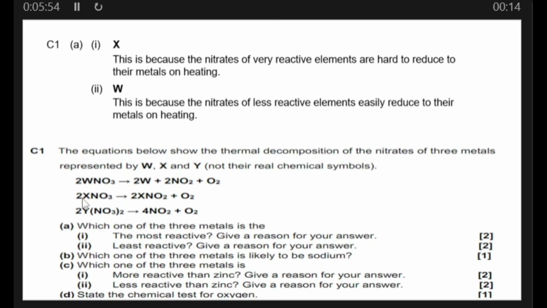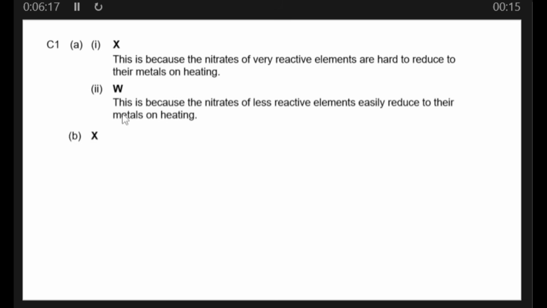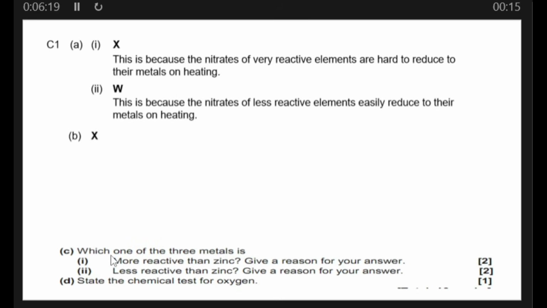So between the two, reactive metals are found in group what? Group 1. Since they're found in group 1, between the two, X is the element or metal likely to be sodium. So we'll say B, X. Then let's create a space here and bring the question here.